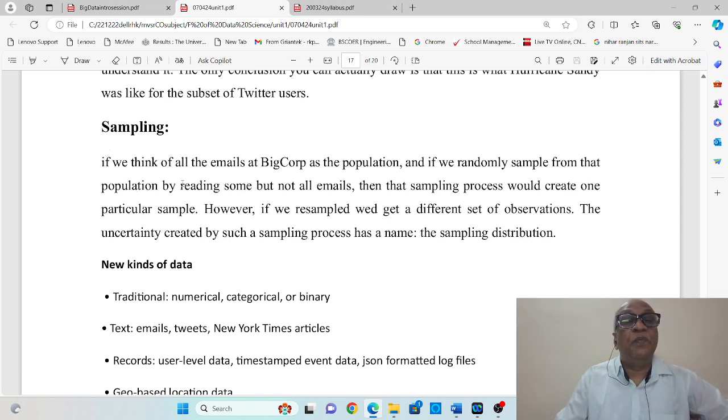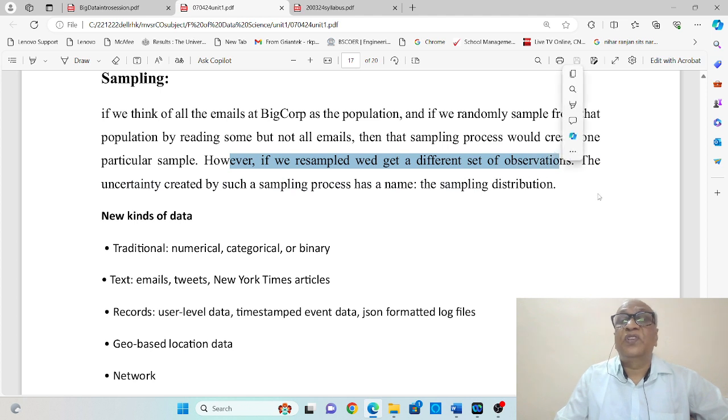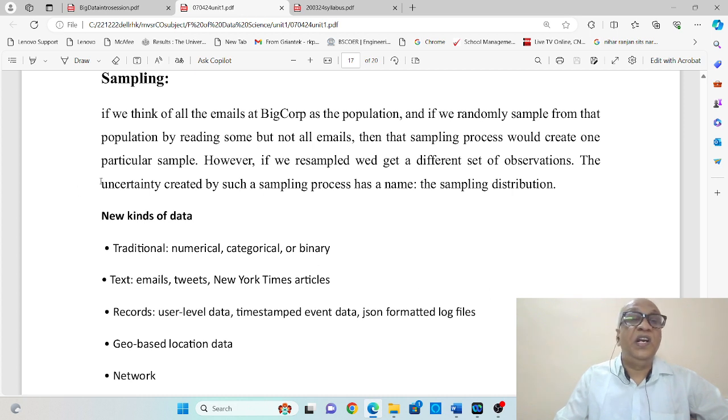Now, take the case of sampling also. Let us say there is a company, and that company has a total number of emails, and we take a sample from that. Again, we do resampling for the same data. The conclusions may be different. So, this is actually leading to uncertainty. This uncertainty because of sampling has a name called sampling distribution.